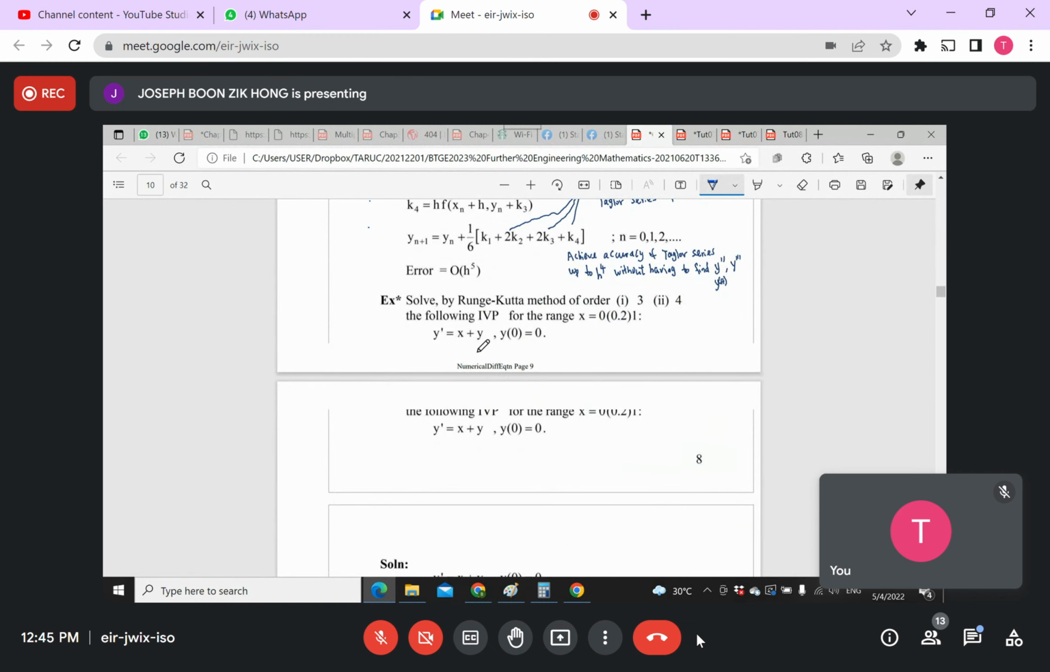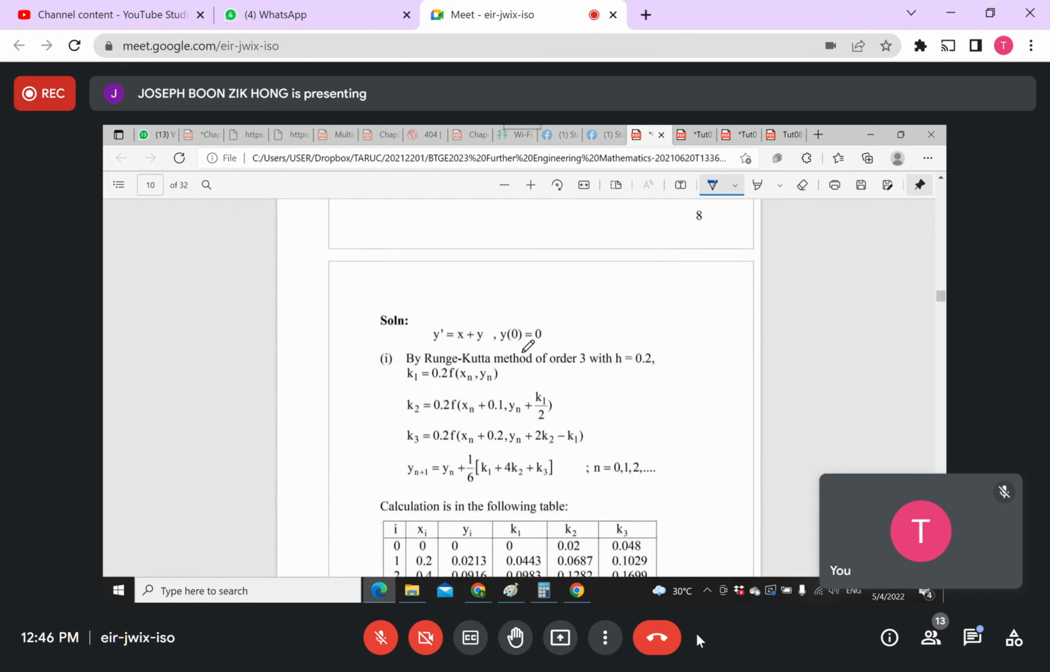I want to solve by the Runge-Kutta method of order 3 and 4 using these formulas. The range is from 0 to 1, and the step size h is 0.2. So that means x0 is given, but I have to calculate 0.2, 0.4, 0.6, 0.8, and 1. I have to calculate 5 times.